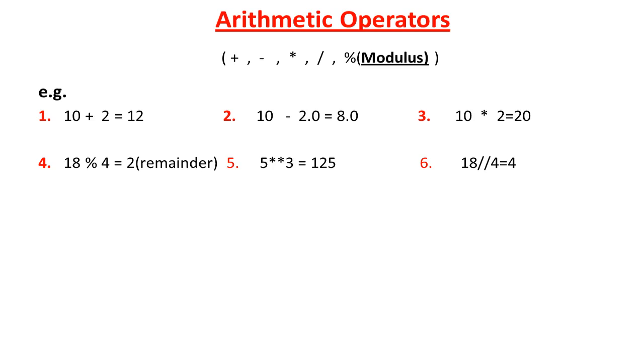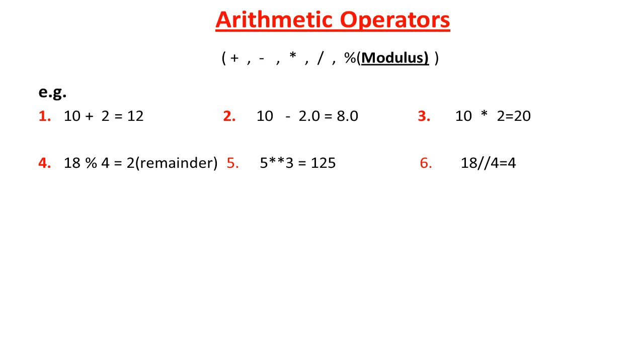It's very simple. You are already familiar with this. 10 plus 2 is equal to 12. 10 minus 2. Here 10 and 2 are the operands. The minus symbol is the operator, an arithmetic operator, of course. 10 into 2, 20. Then at number 4, 18 modulus 4. This percentage symbol is called modulus or modulo. This operator, as I have told you, gives the remainder. So when we divide 18 by 4, we get 2 as the remainder. We are not talking about the quotient, we are talking about the remainder after the division.